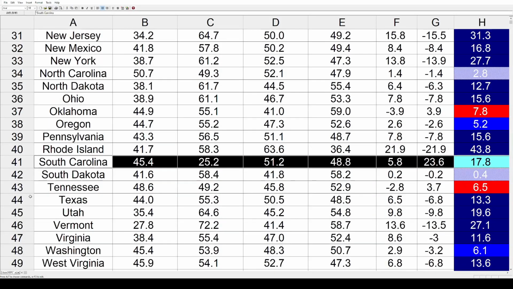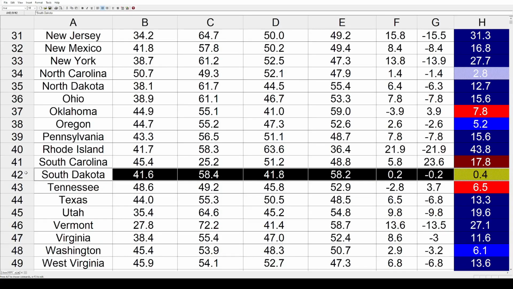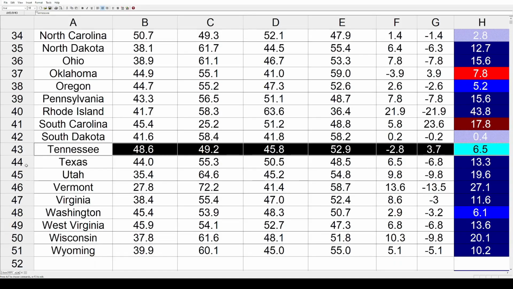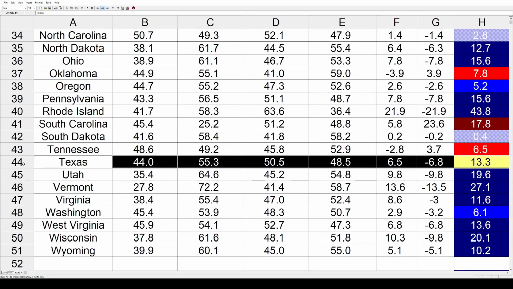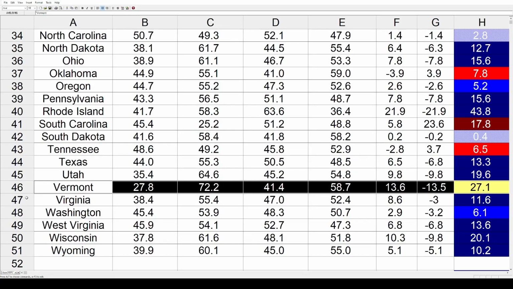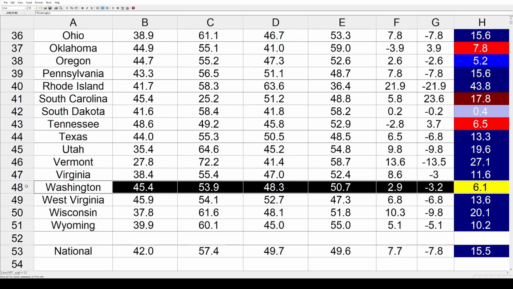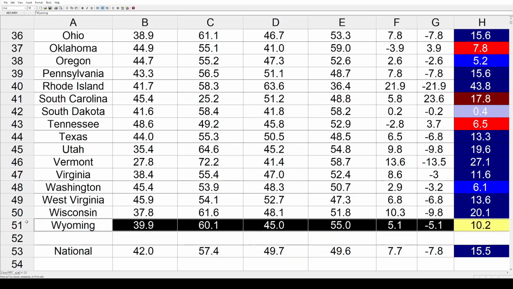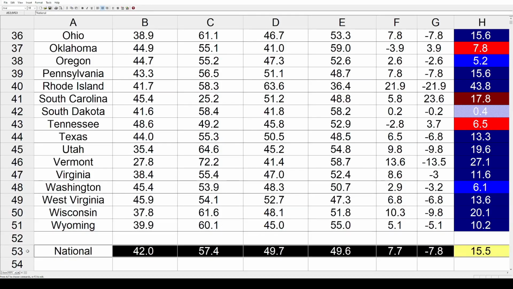South Carolina went a healthy 17.8 toward the Republicans. South Dakota another 0.4% toward the Democrats. Tennessee shifted 6.5 toward the Republicans, and the rest of these shifts were toward the Democrats. First in Texas by 13.3. Utah by 19.6, Vermont 27.1, Virginia 11.6, Washington 6.1, West Virginia 13.6, Wisconsin 20.1, and Wyoming 10.2, and the national shift 15.5 away from the Republicans and toward the Democrats.